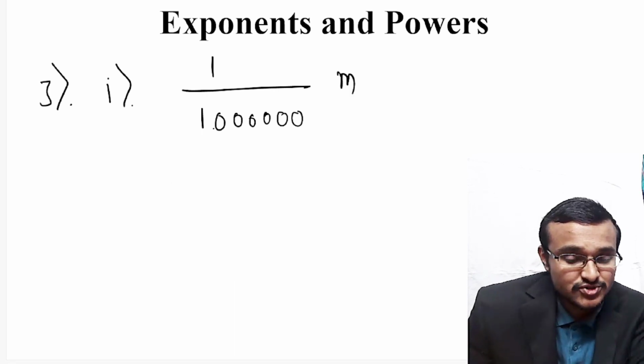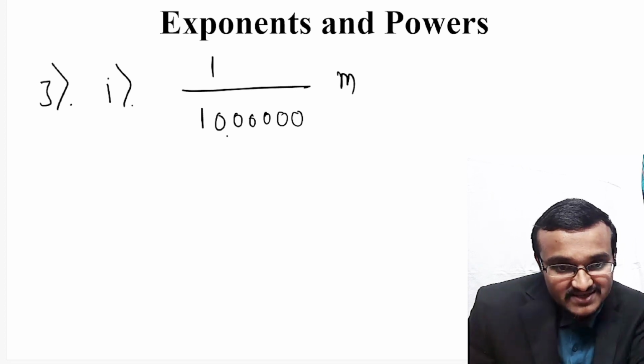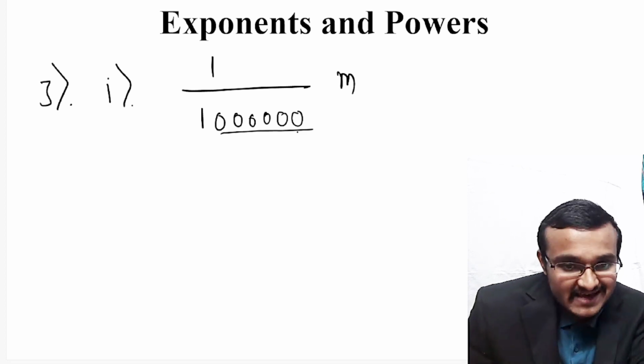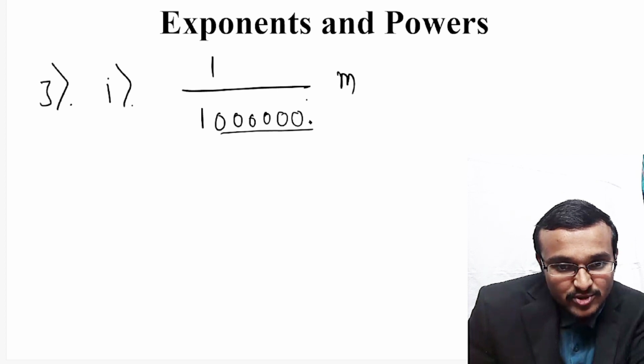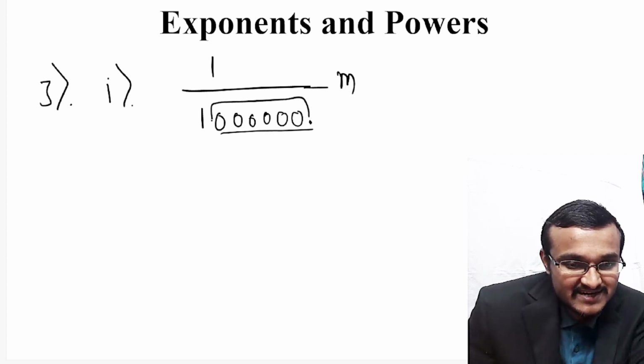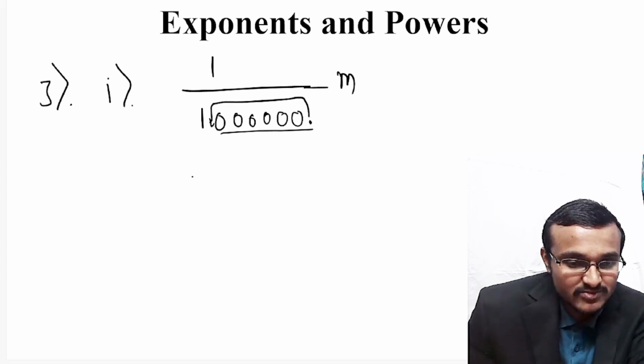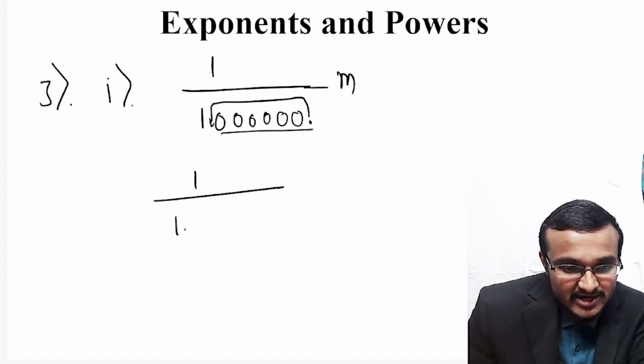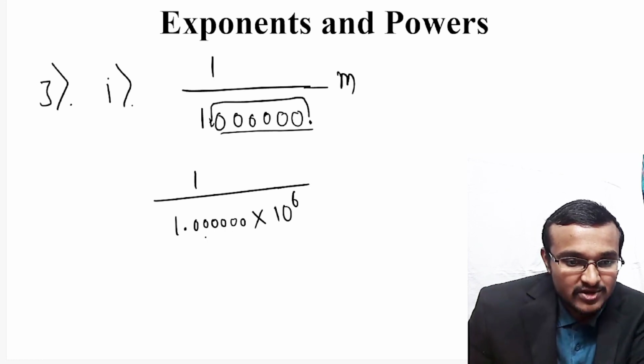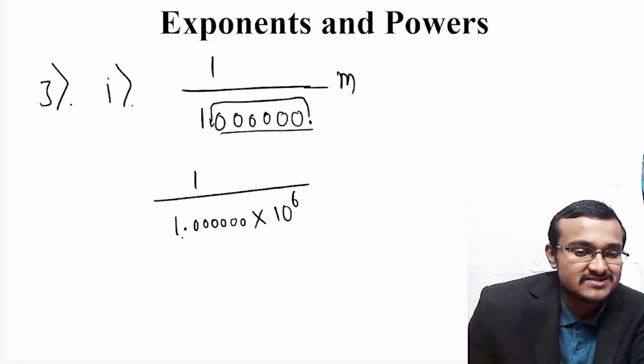So you should see here there are 6 zeros. After this the decimal point is there. Now if you are moving this decimal point to the left-hand side and bringing this decimal point over here, then you should multiply this 1.000000 with 10 power 6. So a positive term will be there. Now this 1.000 means it is actually 1.